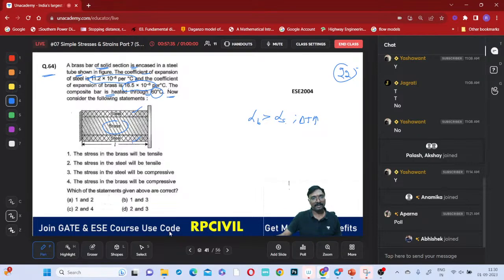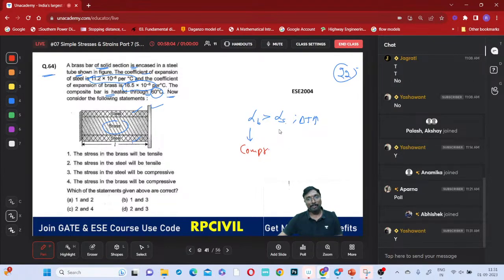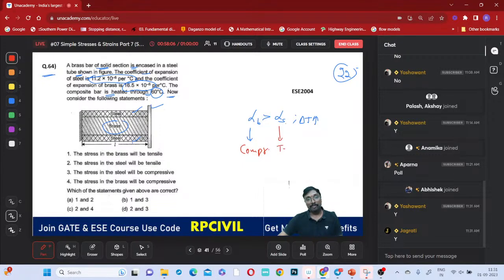What happens? Tell me, all of you know. Because this is a rigid one you are having, here it is a support. So what will they try to do? Brass will try to expand more, whenever temperature increases. Higher alpha material will be under compression, and lesser alpha material will be under tension.